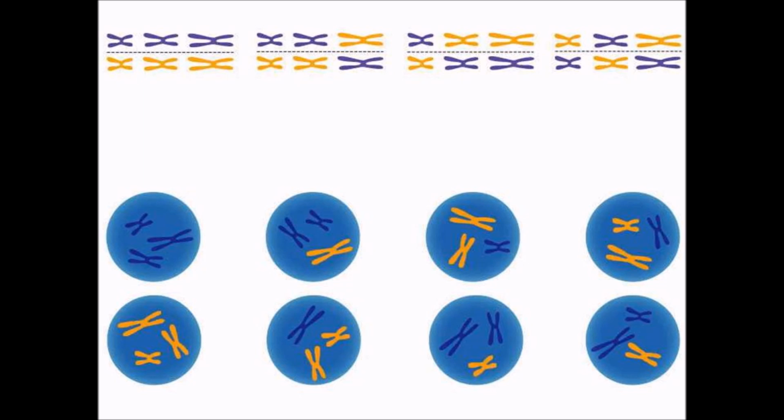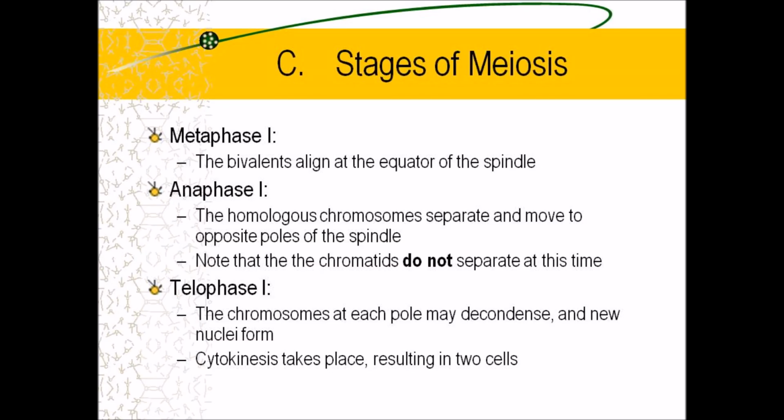Then after that will be metaphase 1, anaphase 1, and telophase 1. So they are almost the same as in mitosis. You just take note of the occurrences inside. After the cytokinesis, we will have two haploid daughter cells. Then that's the end of meiosis 1. Now we will see what happens in meiosis 2.